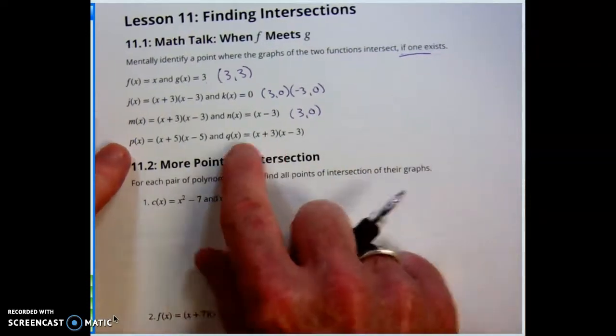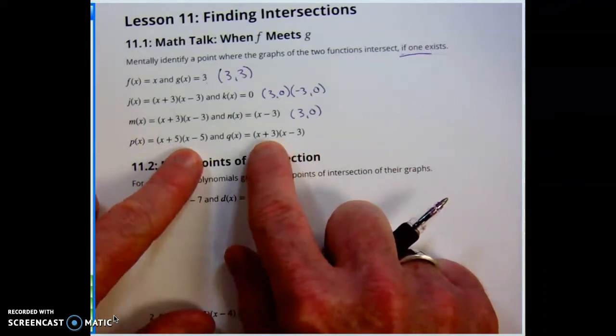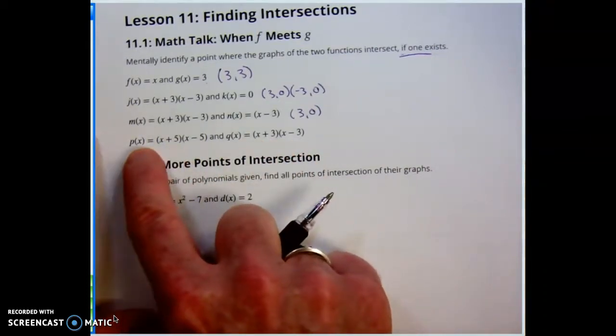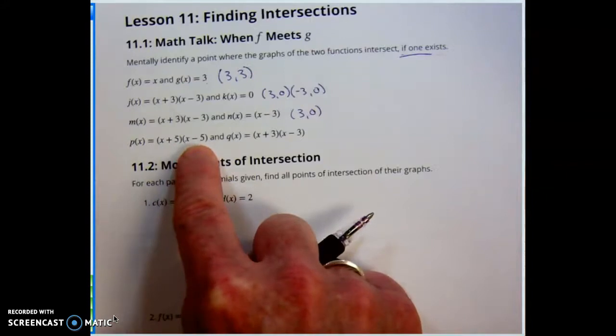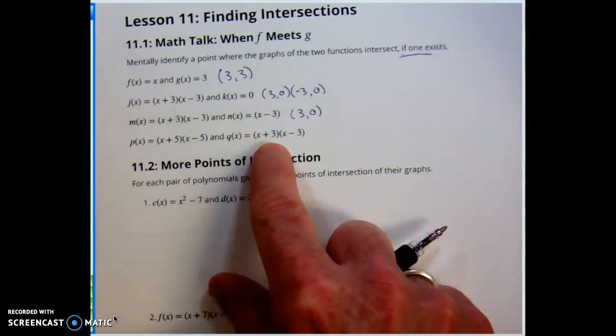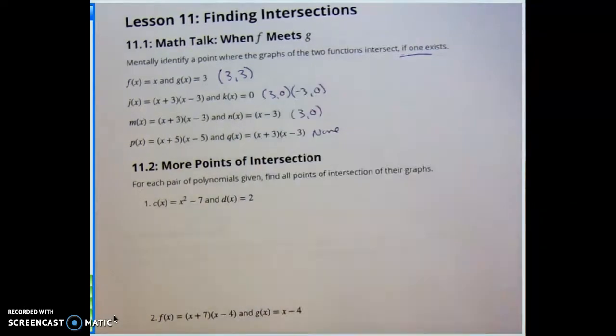Okay, and this last one, I don't see any similarities at all. The function p is going to cross the x-axis at negative 5 and positive 5. The function q is going to cross at negative 3 and positive 3. I don't think there is one. I don't think there's an intersection there. All right, so a couple ways we can come up with those.